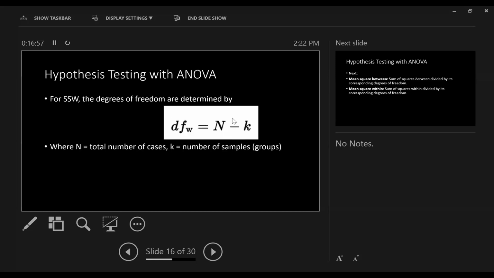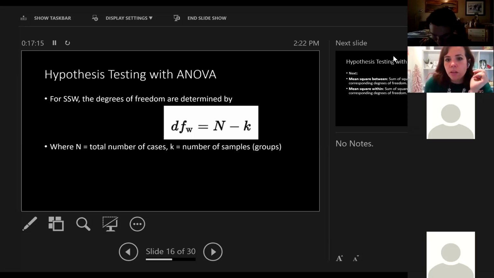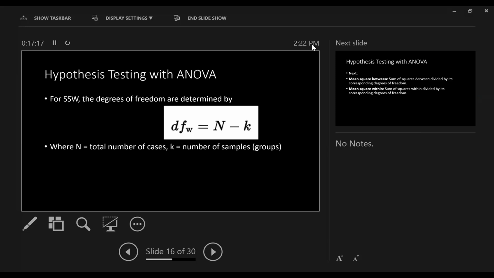Now, within groups, the degrees of freedom is determined by the number of total cases minus the number of groups. So we have 4 groups. Let's say we had 100 individuals in our sample, it'd be 100 minus 4. And that's for the degrees of freedom within groups. Okay? All right.